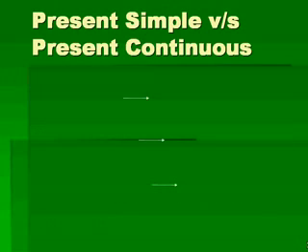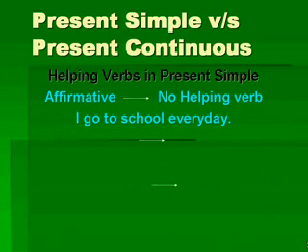Now we'll look at helping verbs in present simple. So remember that in affirmative sentences of present simple, we do not use any helping verbs. For example, I go to school every day. Here you do not see any helping verbs because we do not use any helping verbs in affirmative sentences of present simple tense. Some students make mistakes here.